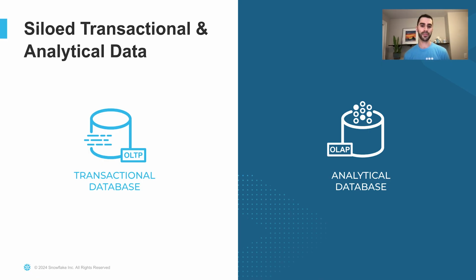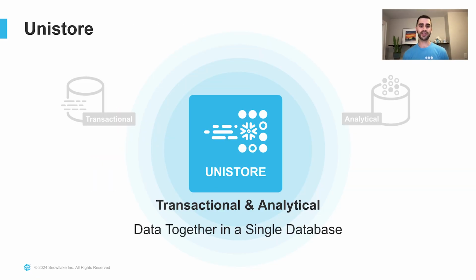And those silos introduced delays because you need to move data. They increase the complexity of your data architecture, and they make it difficult to maintain unified and consistent data governance and security. Unistore is Snowflake's approach to simplifying your development and data architecture by uniting transactional and analytical data together in a single, unified, consistent database.